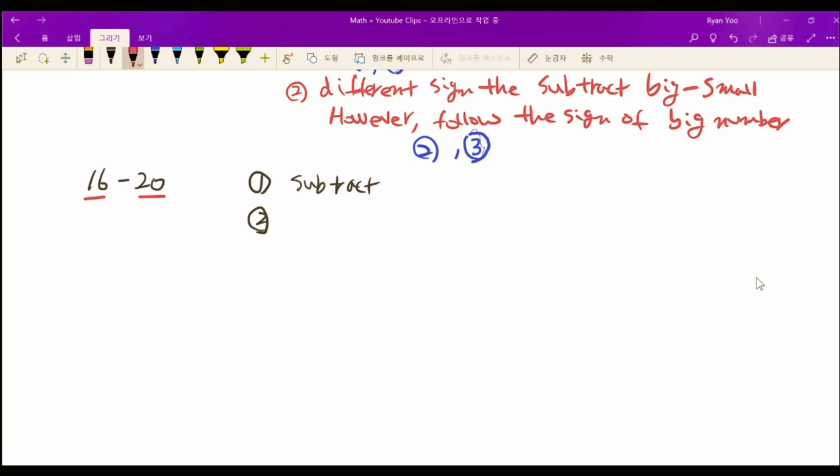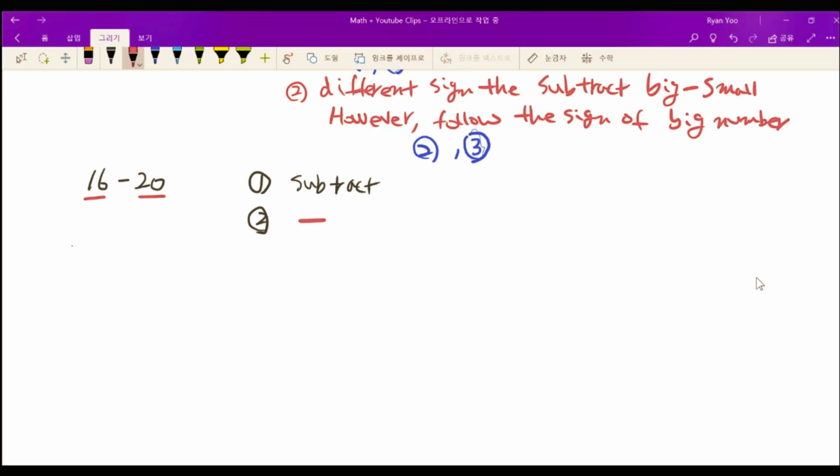This time, don't look at the sign. Just look at the numbers 16 and 20, and you go, you know what? 20 is a bigger number. And therefore, you're going to look at the sign of the bigger number, which is negative. So you know from the very beginning that at the end, your answer should be negative something.